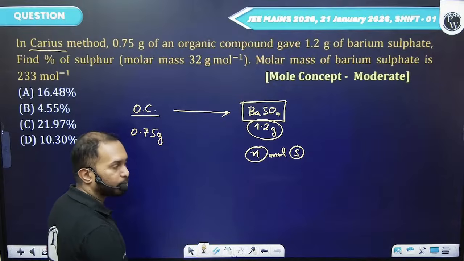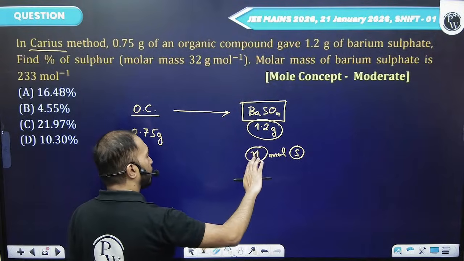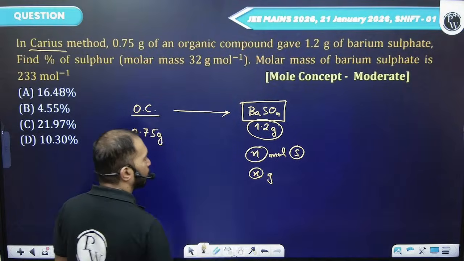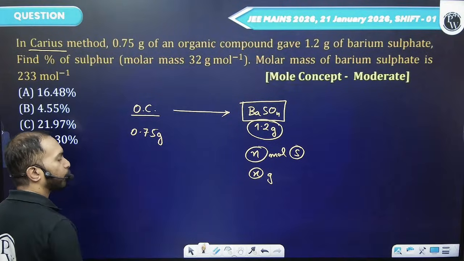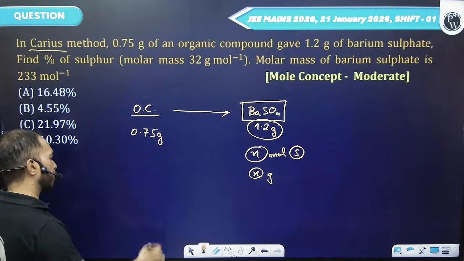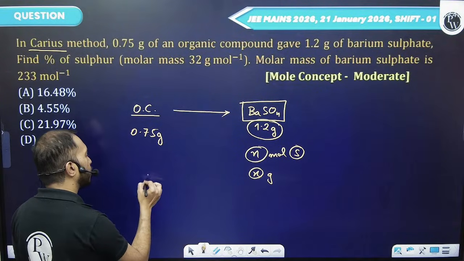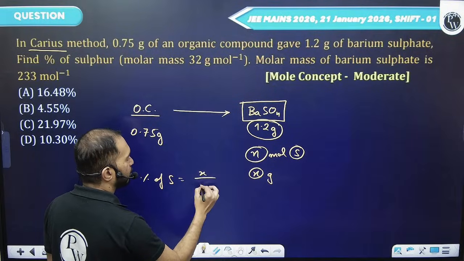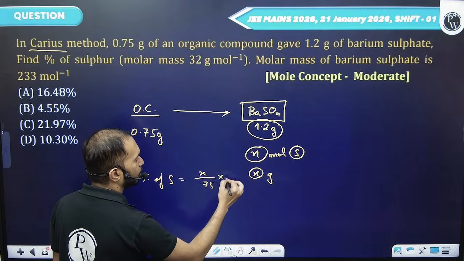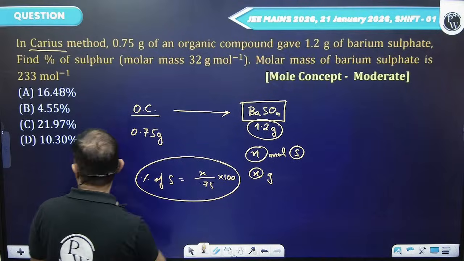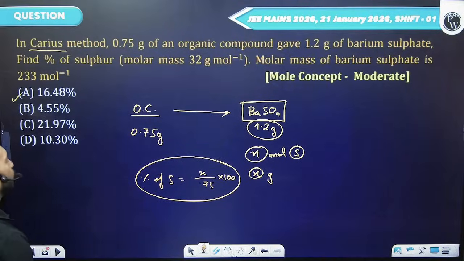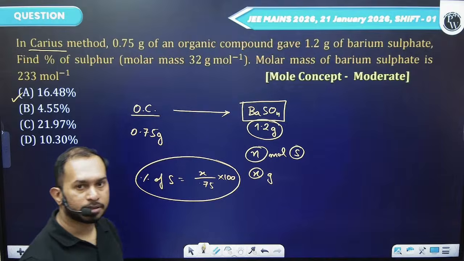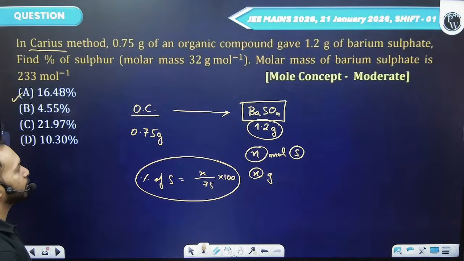What will be the mass of n moles of sulfur atoms? You can calculate by n into molar mass of sulfur. Let's say x gram of sulfur you are getting over here on the product side. That x gram of sulfur was present in this 0.75 gram sample of organic compound. So the weight percentage of S, what will you say? You will say that x gram of sulfur is present in 0.75 gram of the organic compound sample, into 100. This will give you the percentage of sulfur. Calculate this value, you will get the answer somewhere around 16.48. All right. So once again, easy question, nothing difficult, just simple mole concept.